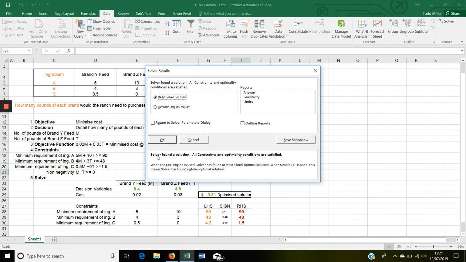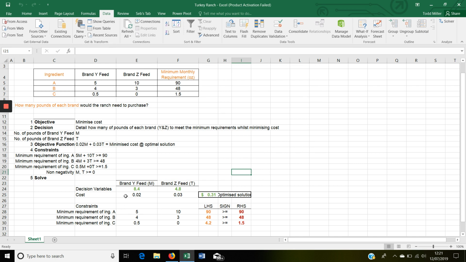We can see that Solver has found a solution, click OK, and here we have it. Our solution is to utilize 8.4 pounds of brand Y and 4.8 pounds of brand Z. And we have the minimized cost, the optimal solution, at $0.31. Just to check, yes, our left-hand side is greater than or equal to our right-hand sides based off of our sign. So that is our solution.